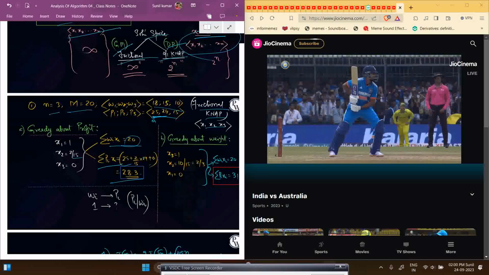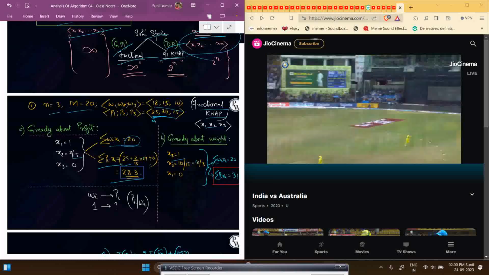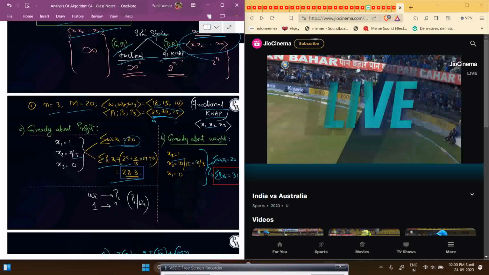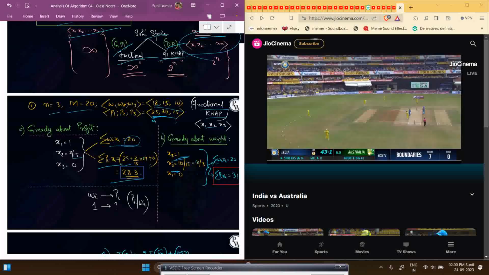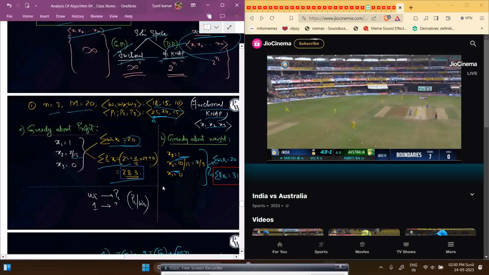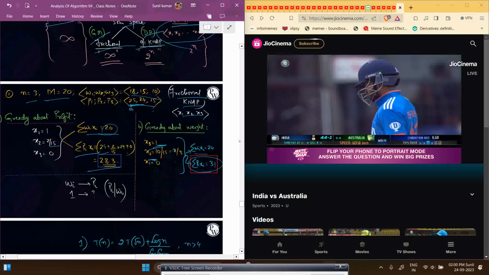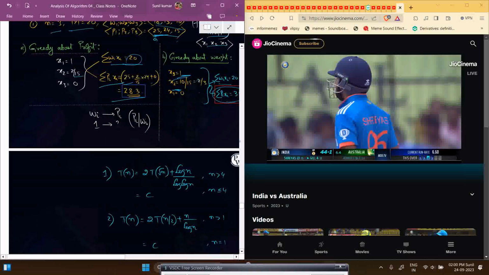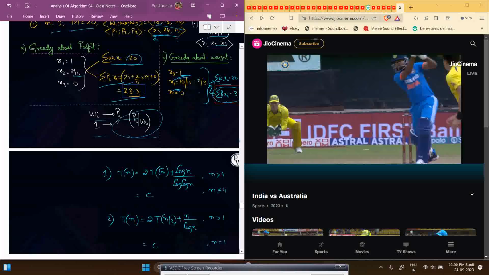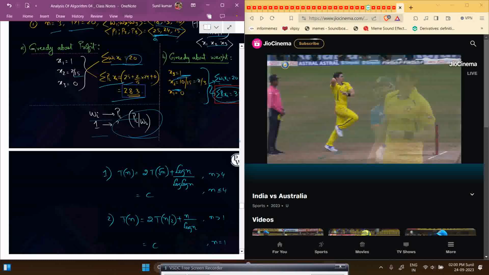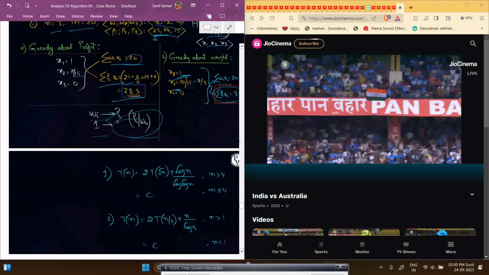Now greedy about weight: taking the minimum weight first. Object 3 first, then object 2, then object 1. Profit should be taken per weight, alright?